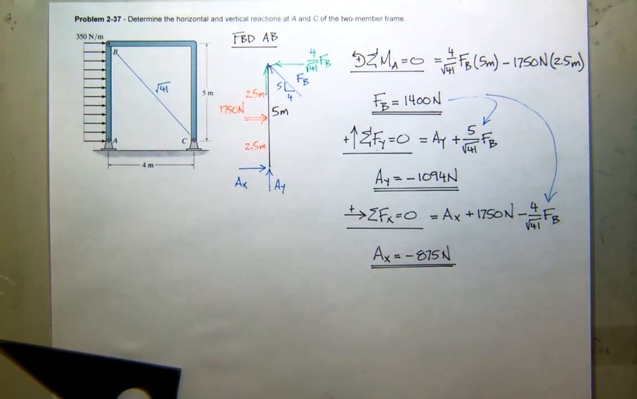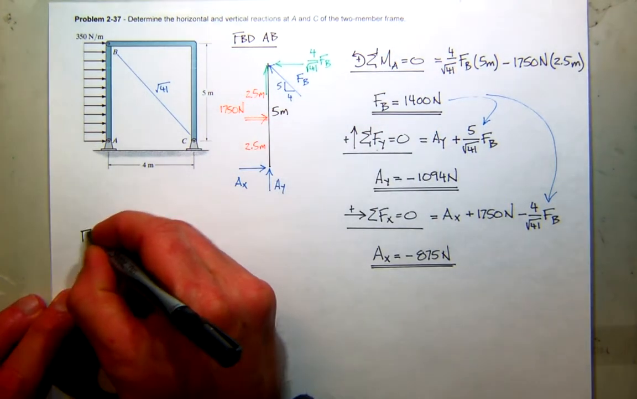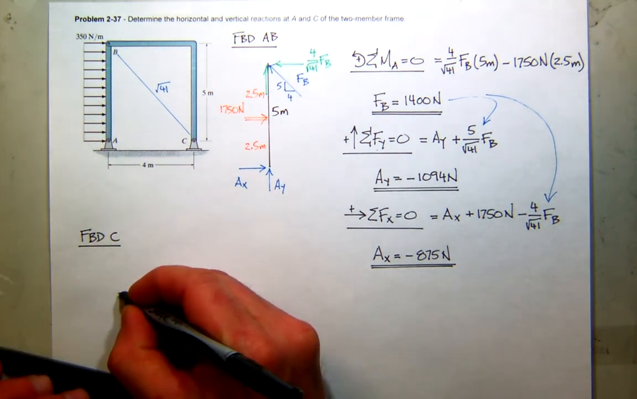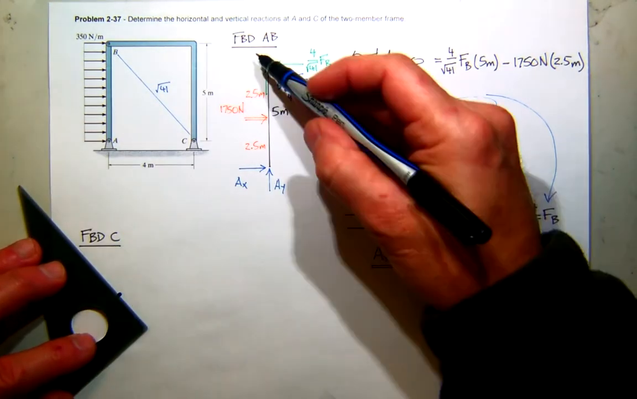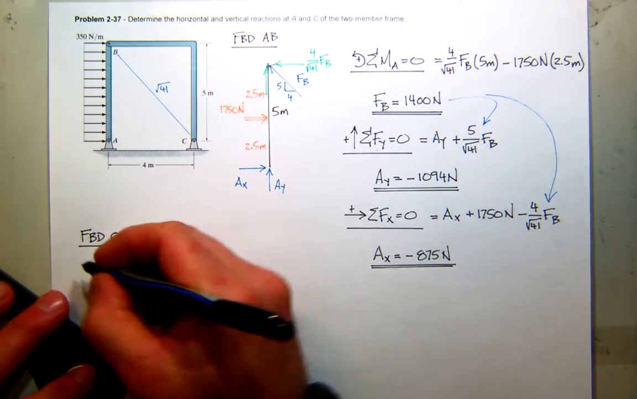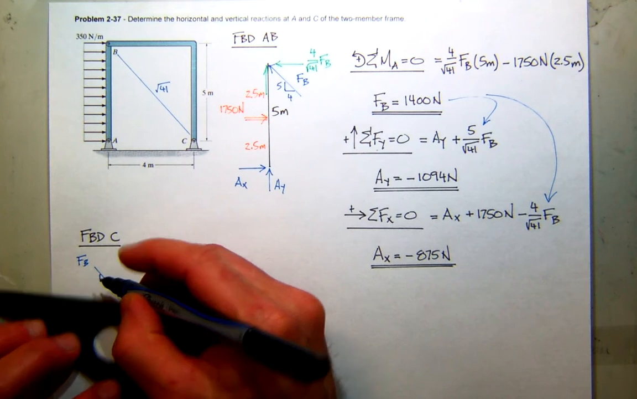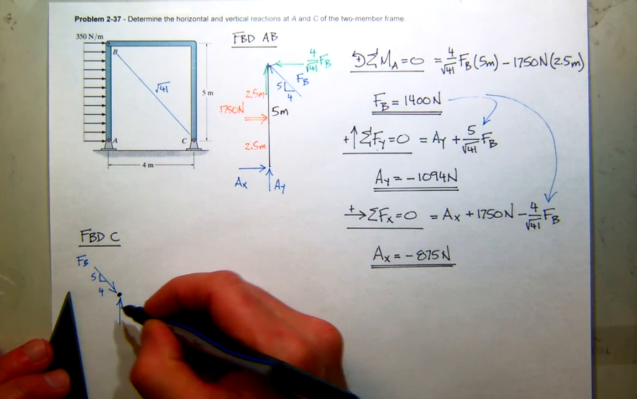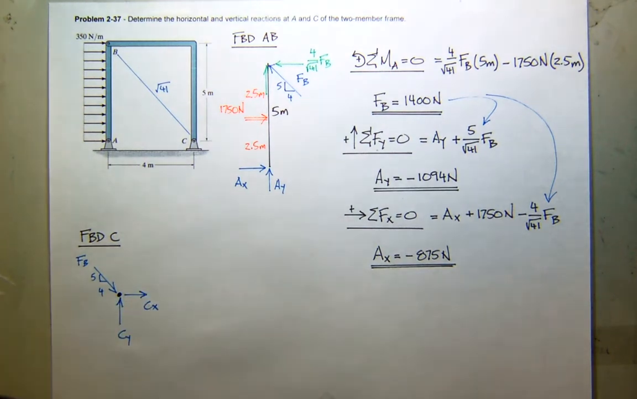Technically, no. Since I explicitly asked for the reactions at C, now I'm going to come back and draw a free body diagram for C, which is just a point. And remember, equal and opposite. So there's my force in the B direction. Remember, it has the same slope, 4 to 5. And then I'm going to assume that I have a CY and a CX reaction.